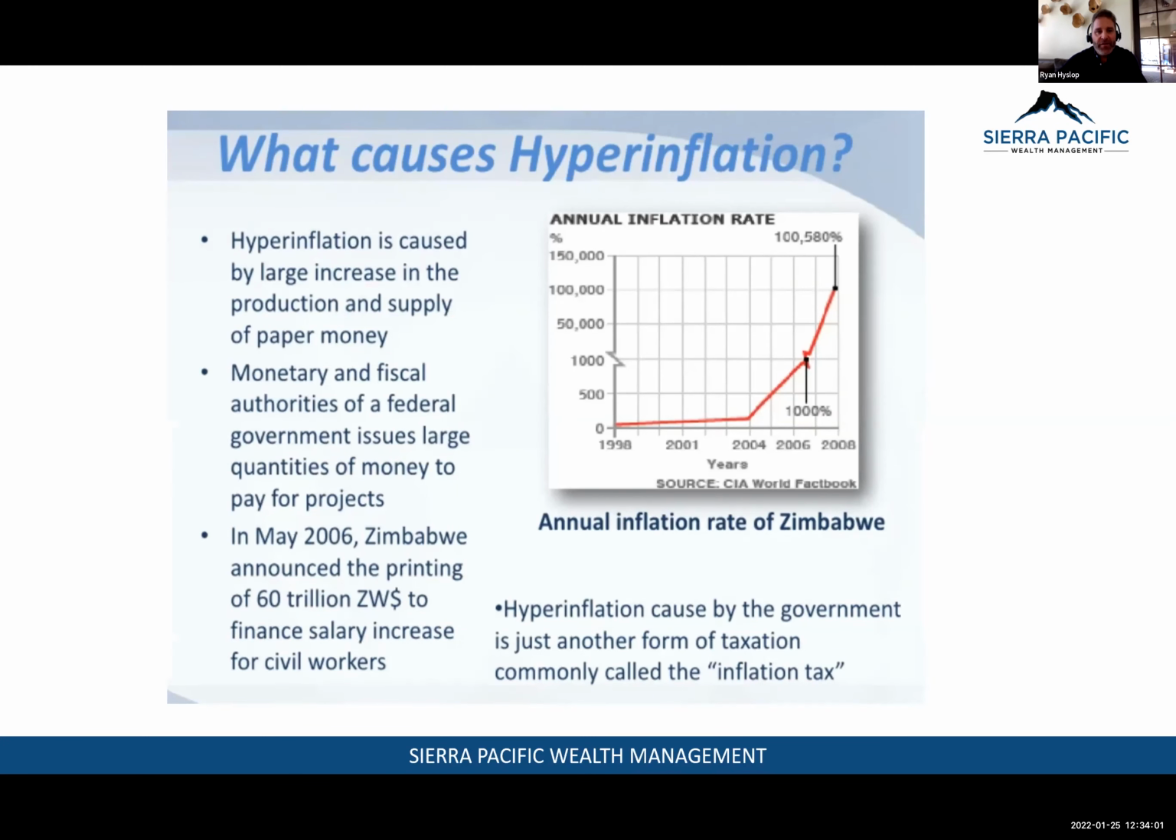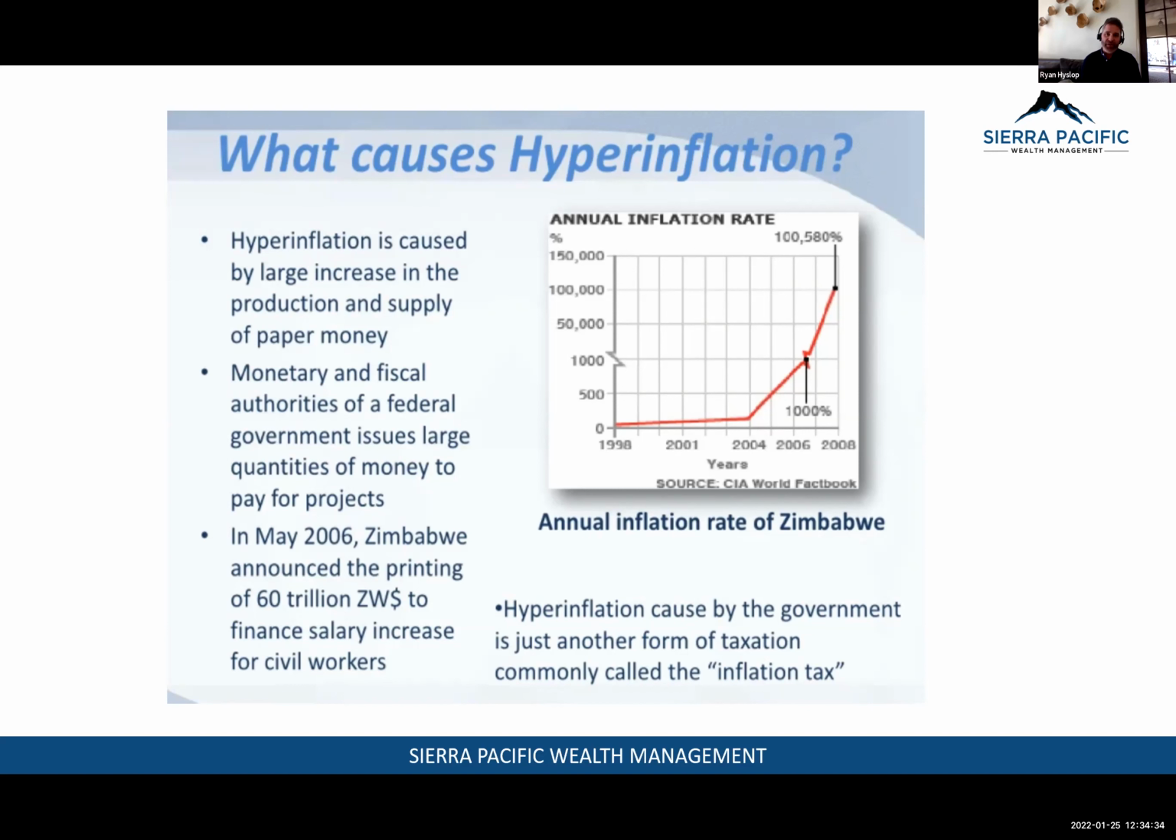Well, hyperinflation is caused by a large increase in the supply of paper money, meaning the Federal Reserve, our central bank, just prints a bunch of money, right? And isn't that what we do when we bring on these big economic programs or big welfare programs, we're printing money. So it's a very tough balance here in the United States. But other countries that don't have the same ability as the reserve currency of the world, when monetary and fiscal authorities and federal governments issue large quantities of paper to pay for projects, you can get absolute hyperinflation.